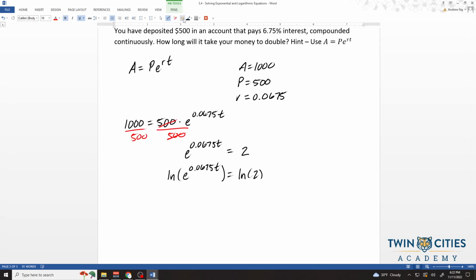All right, the natural log and e will undo each other. This will leave 0.0675t is equal to the natural log of 2. To solve for t, we are going to divide both sides by 0.0675, leaving t alone. So divide this side by 0.0675 and divide this side by 0.0675.